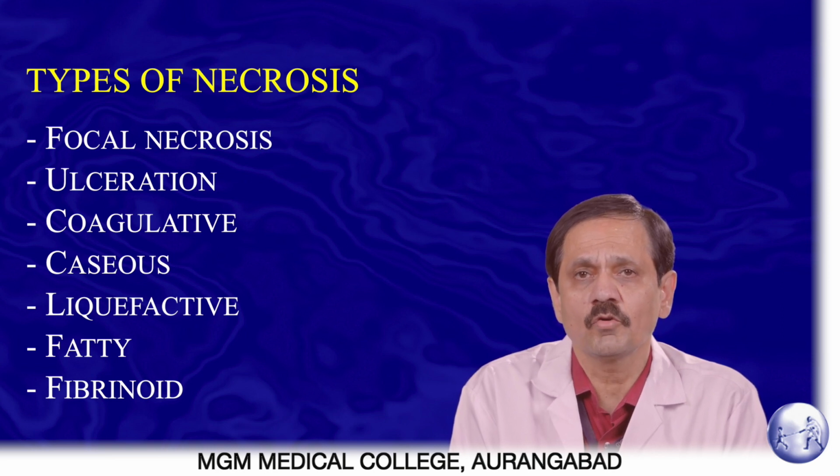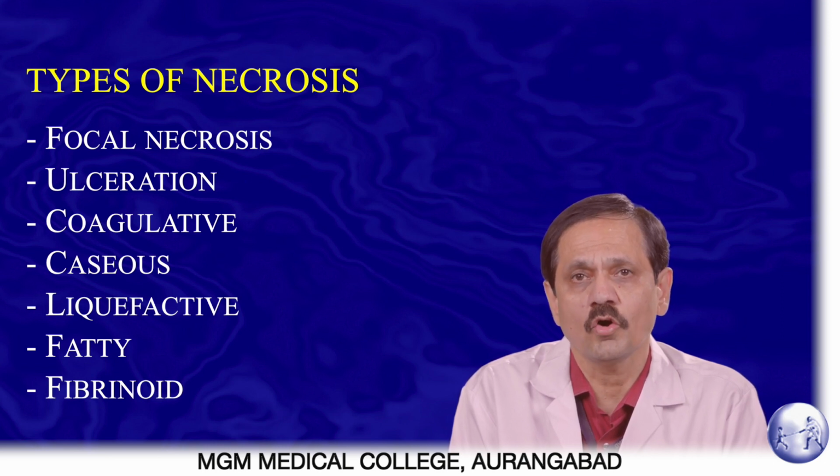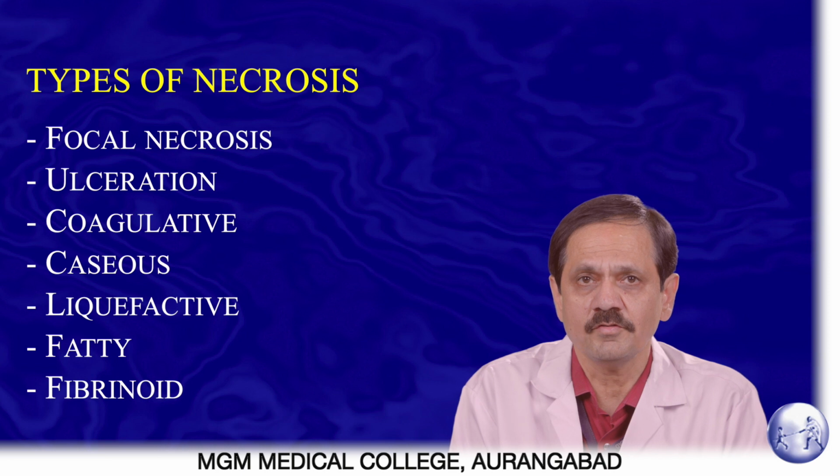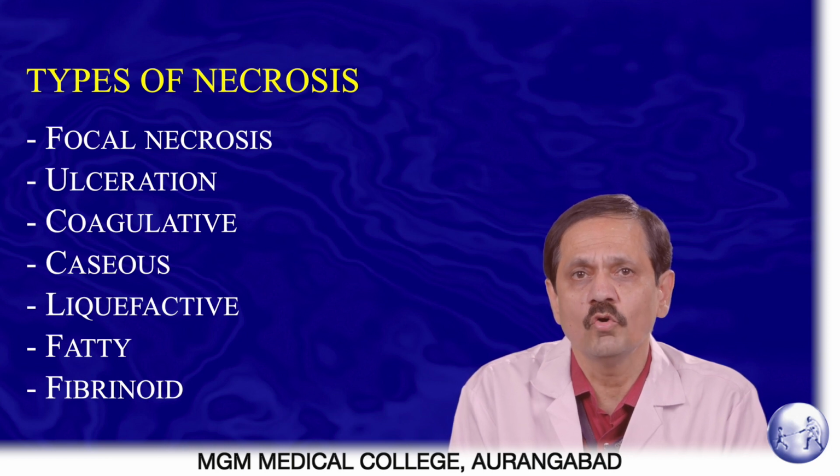Now the second type of necrosis is called ulceration. An ulcer is a breach in continuity of either mucous membrane or skin. So a decubitus ulcer is one type of ulcer. It is present on bony surfaces and is commonly seen in old people and emaciated people because of protein energy malnutrition.